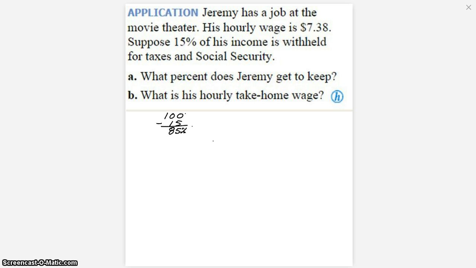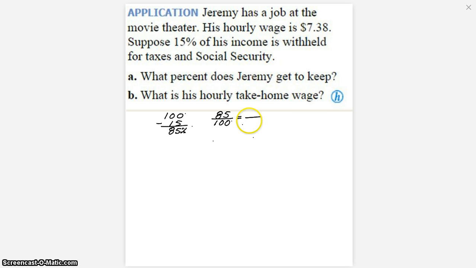And what is his hourly take-home wage? So remember, he's taking home 85%, and just in the last video I told you you could write a percent over 100, and that's what we're going to do here. 85 over 100 as a fraction, so we can use proportions to solve this. So 85 over 100 is equal to, the total amount is going to be on the denominator because 100 is the total amount and it's on the denominator.